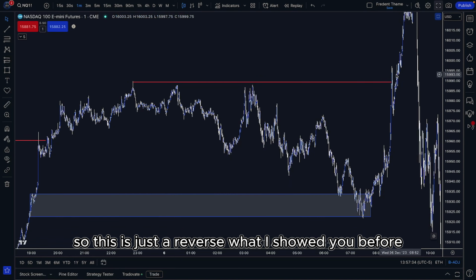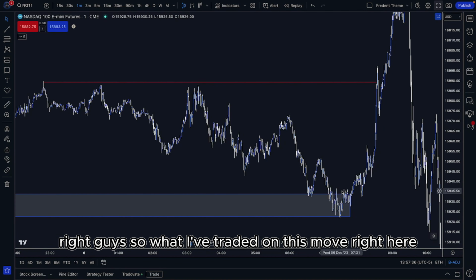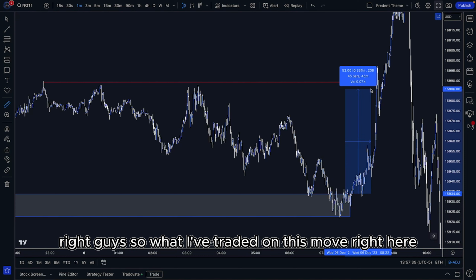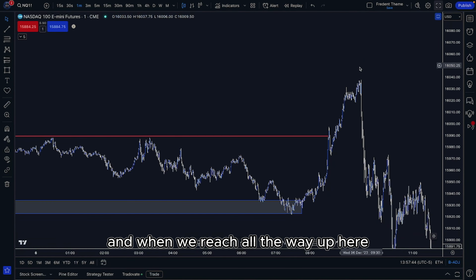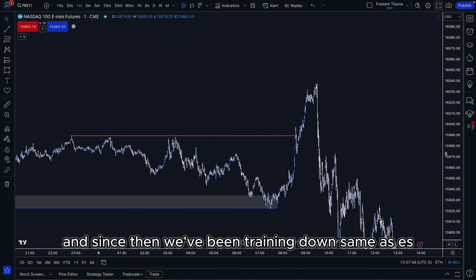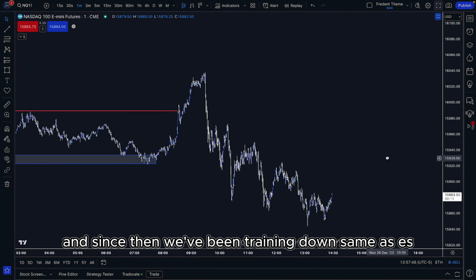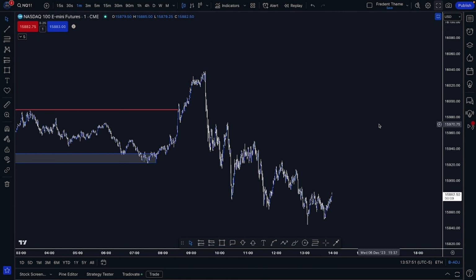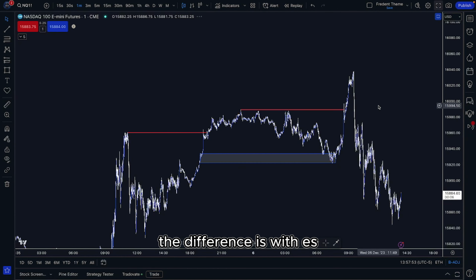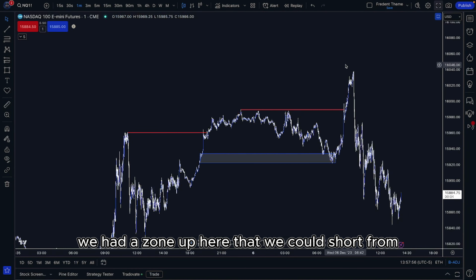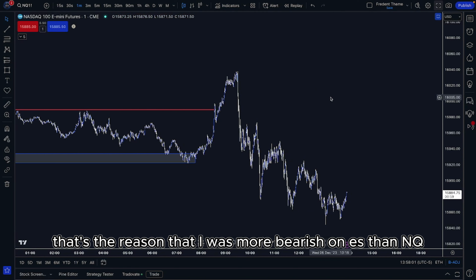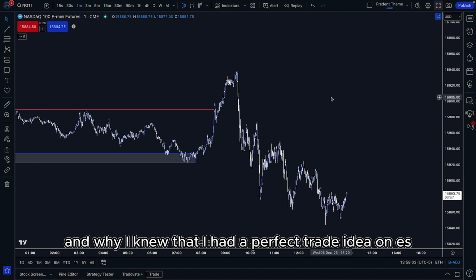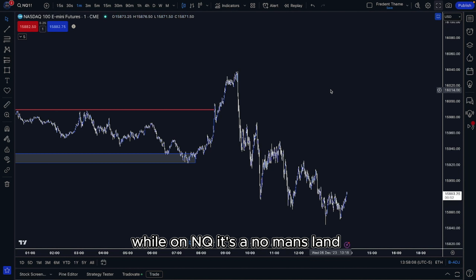So this is just the reverse of what I showed you before, right guys? So I would have traded on this move right here. It's about 55 points, and we reach all the way up here. And since then we've been trading down, same as ES. The difference is with ES we had a zone up here that we could short from. We didn't have that on NQ. That's the reason that I was more bearish on ES than NQ, and why I knew that I had a perfect trade idea on ES, while on NQ it's a no man's land.